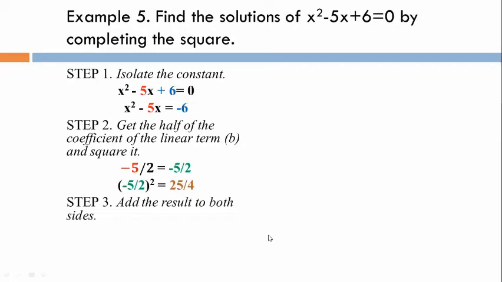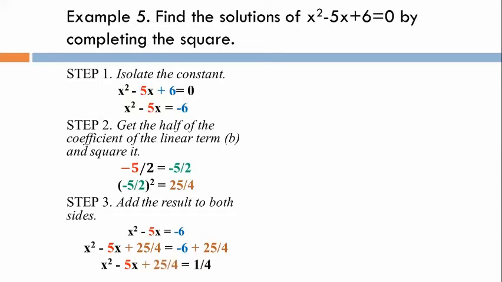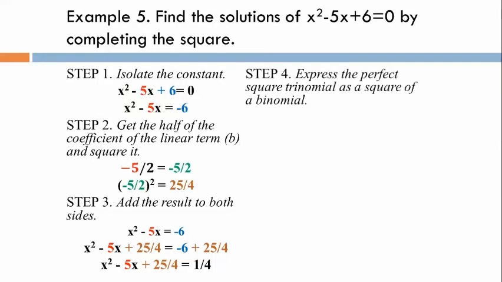With that, we have x squared minus 5x is equal to negative 6. And adding the result to both sides, we get x squared minus 5x plus 25 over 4 is equal to negative 6 plus 25 over 4. Then we add negative 6 and 25 over 4. That is 1/4. Then we express the perfect square trinomial as a square of a binomial. Again, just add the result of half of the coefficient to the linear term. When it's negative, you're going to subtract because positive times negative is already negative. So we have x minus 5 over 2 squared is equal to 1/4.